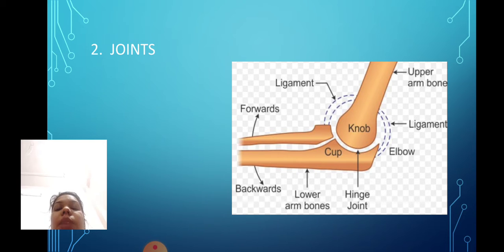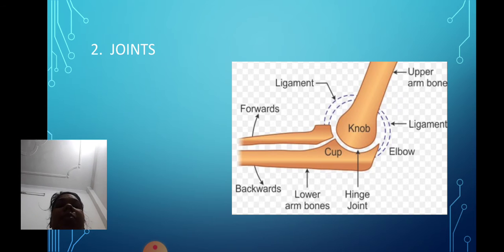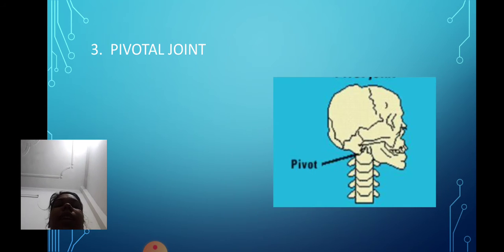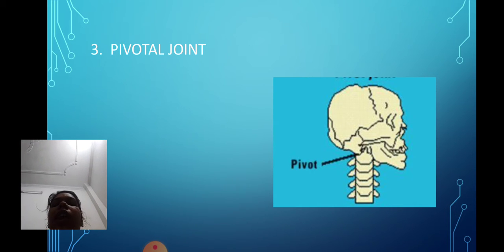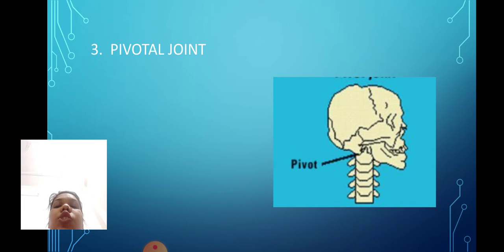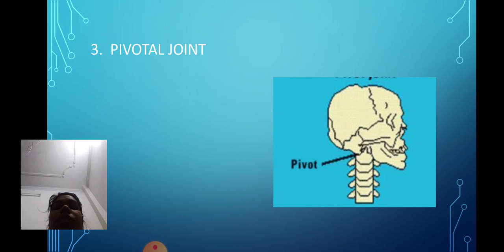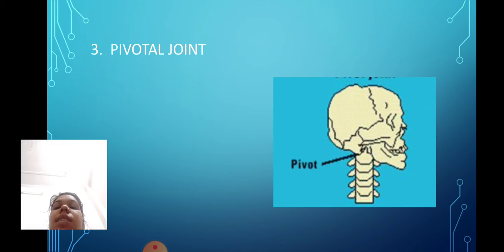There are different types of joints in our body to help carry out different movements or activities. State an example of a joint. Yes, elbow is an example of a joint. Explain pivotal joint. The joint where our neck joins the head is a pivotal joint. It allows us to bend our head forward and backward. Turn the head to our right or to our left. It is a pivotal joint.